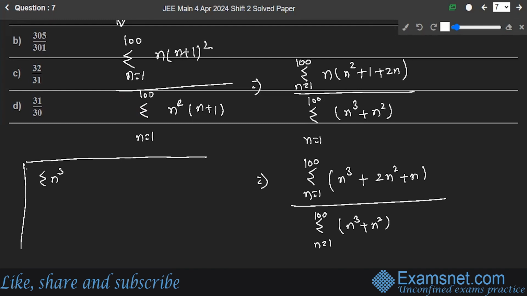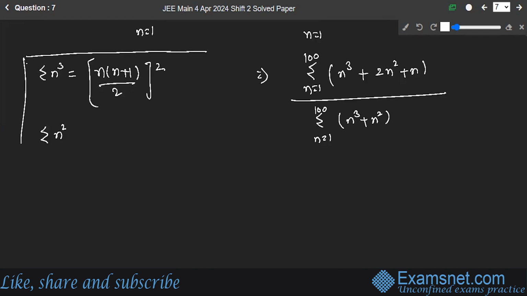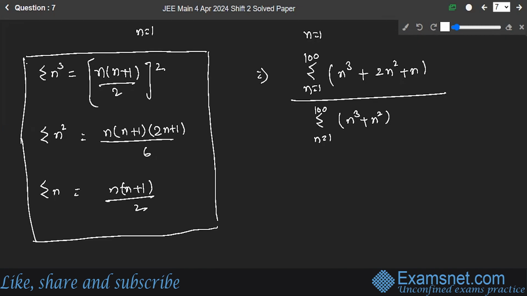Summation n^3, for n natural numbers, the sum of cubes of n natural numbers is given by [n(n+1)/2]^2. Summation of squares of n natural numbers is given by n(n+1)(2n+1)/6, and summation of n natural numbers is given by n(n+1)/2. Remember these formulas because I'm going to use all of them in this equation. Now, here n is equal to 100, correct? So you have to add till 100.